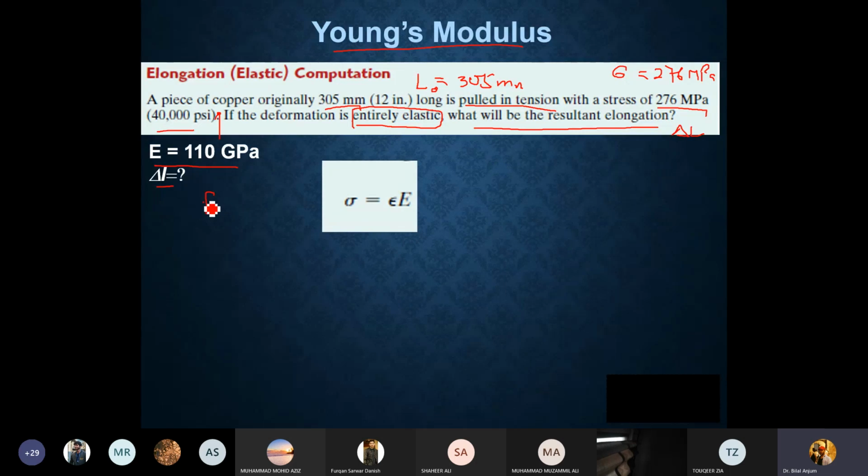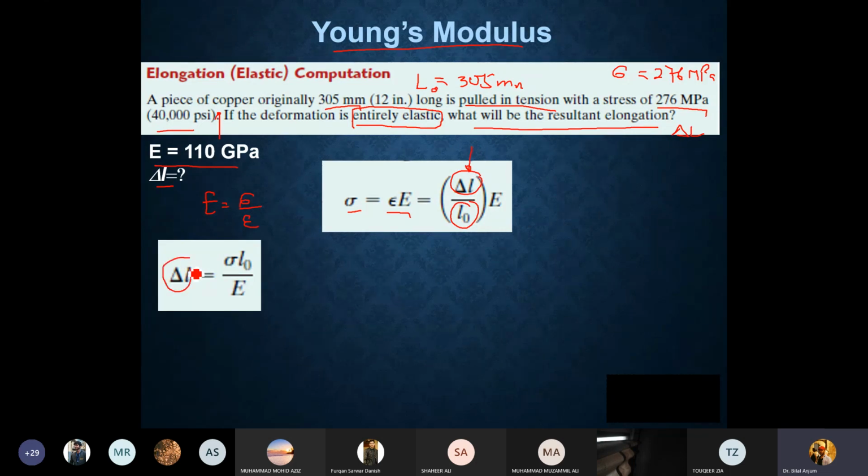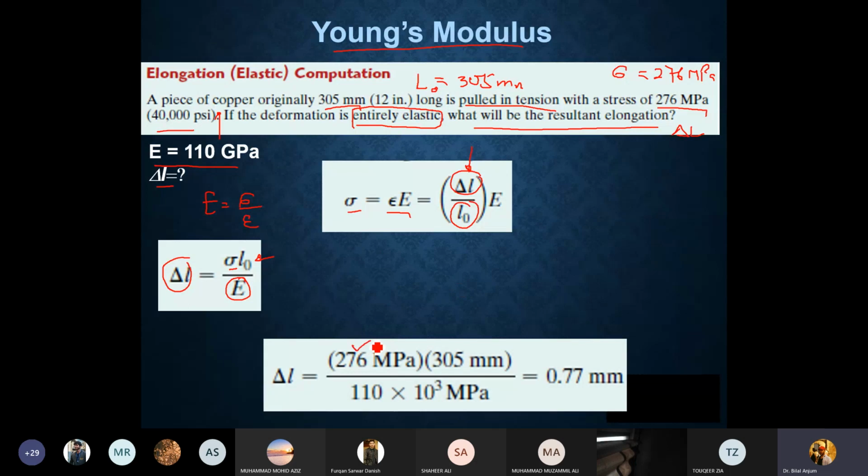The relationship is that Young's modulus is essentially stress over strain. So you keep stress on this side and multiply strain with the Young's modulus. And strain is the change in length over the original length. I have to find the change in length, so I make it the subject of the formula: stress multiplied by the original length divided by the Young's modulus. All three values are given: 276 megapascal, 305 millimeters, and 110 times 10 to the power 3 megapascal. This gives an elongation of 0.7 mm. So this is the elongation that has taken place.